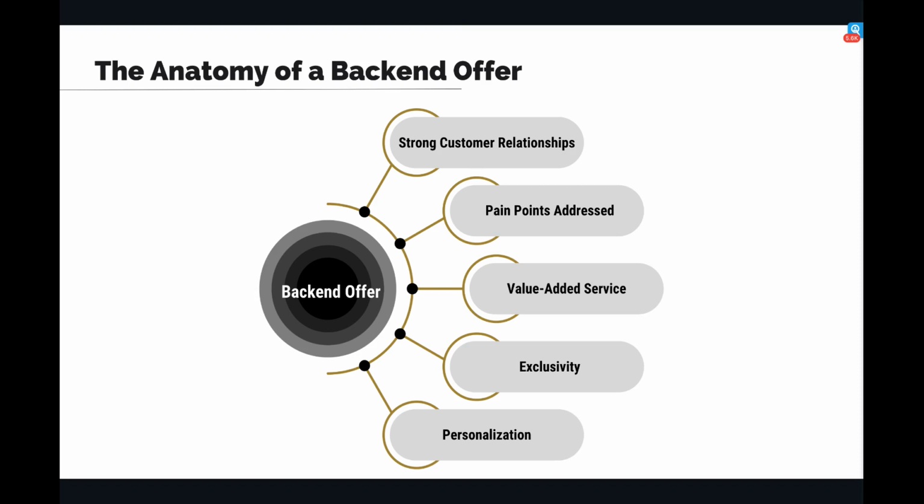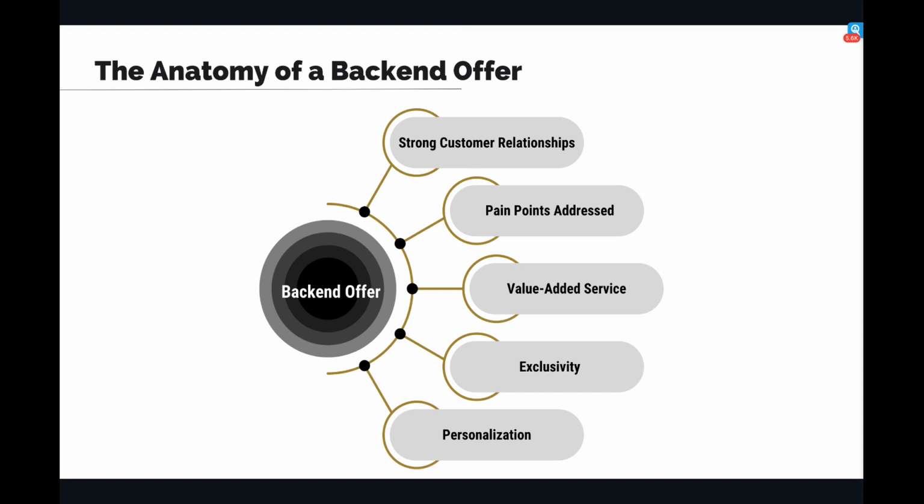The third component is value added service. Backend offers really thrive on value addition. That's providing customers with extended benefits, services, or exclusive access. So you really want to understand what your customer will find valuable, so then you can tailor your offer to that. This may include additional modules that would service your customer at the current level in the program, audits of their work, are they hitting necessary milestones? So you really want to think about what that value add will be in your backend offer.